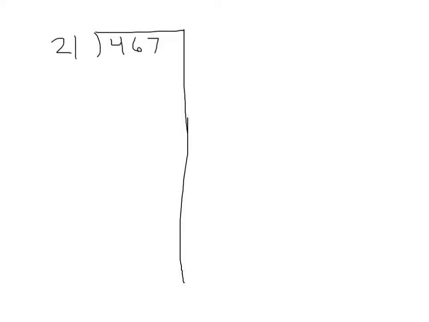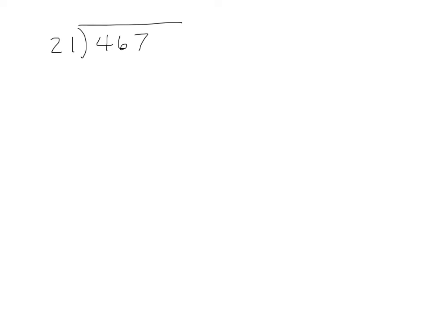Let's start with a question. 467 divided by 21. Remember, when we're doing our chunking, we're looking for large groups. So I'm going to go 10 times 21. As you may recall from the previous video, we're going to draw a strange little line. I'm going to extend this out today because I know I have a remainder, and I'm going to draw it way down there.